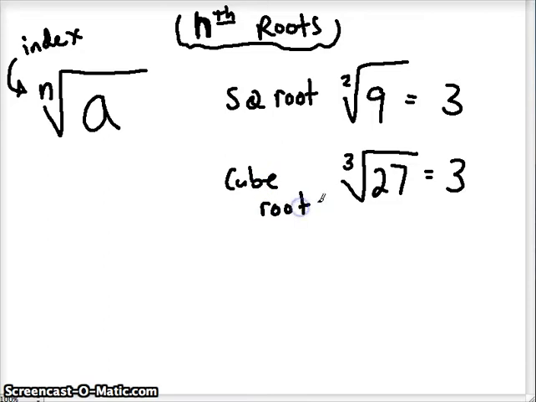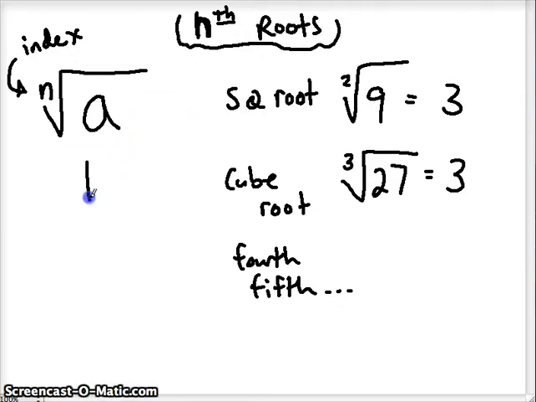We could keep going up. These are the only two with special names, square and cube. From there we have the 4th root, and then the 5th root, and so on and so forth. I've never taken a higher power root than really the 4th root, but it is possible. You could take whatever kind of root you wanted of a number. So that's nth roots.